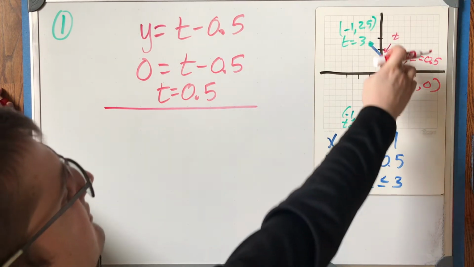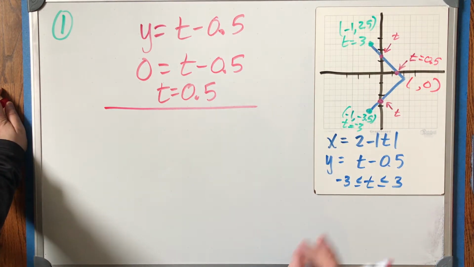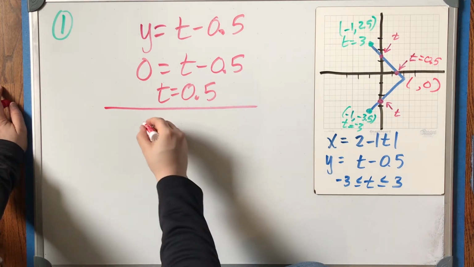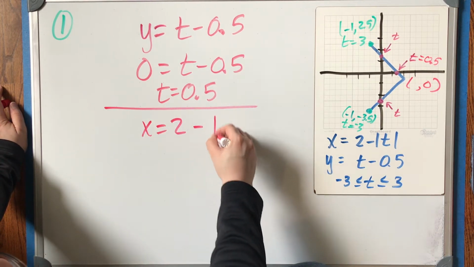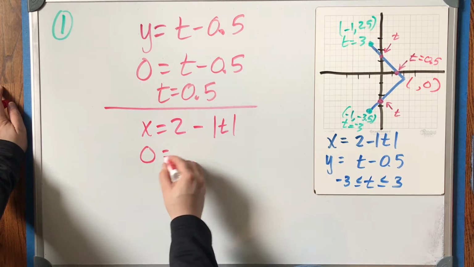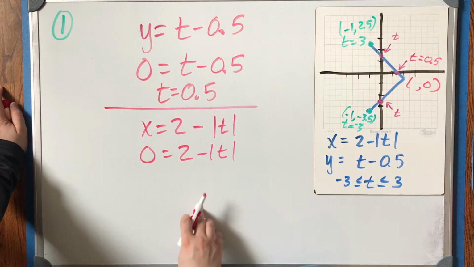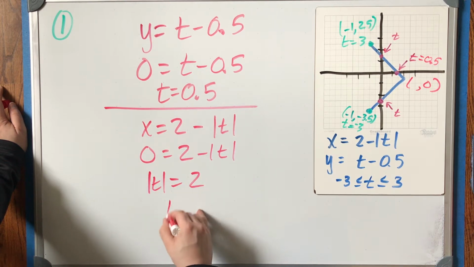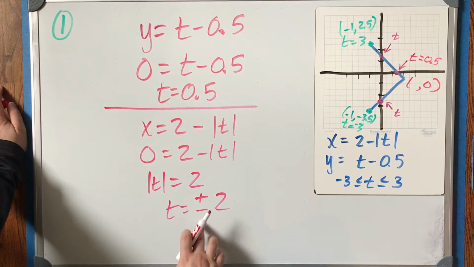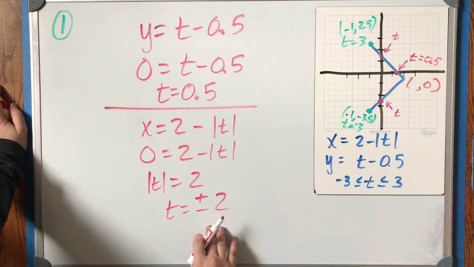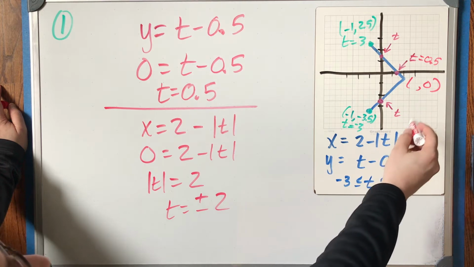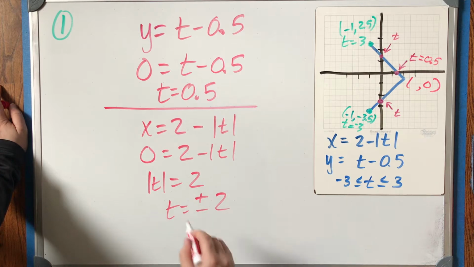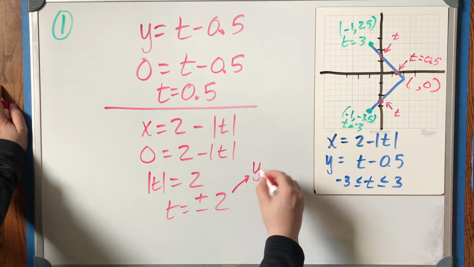Now, for these two, what do I know about their x and y points? Well, I know that their x values equal 0. So I'll do the same thing. If x equals 2 minus the absolute value of t, I'll let x equal 0 and solve for t. This gives me that the absolute value of t equals 2, which means that t can be either positive or -2. Now, I'm not 100% positive if this one is +2 or -2, or if this one's -2 or +2. So I should check by plugging into y and seeing what happens.